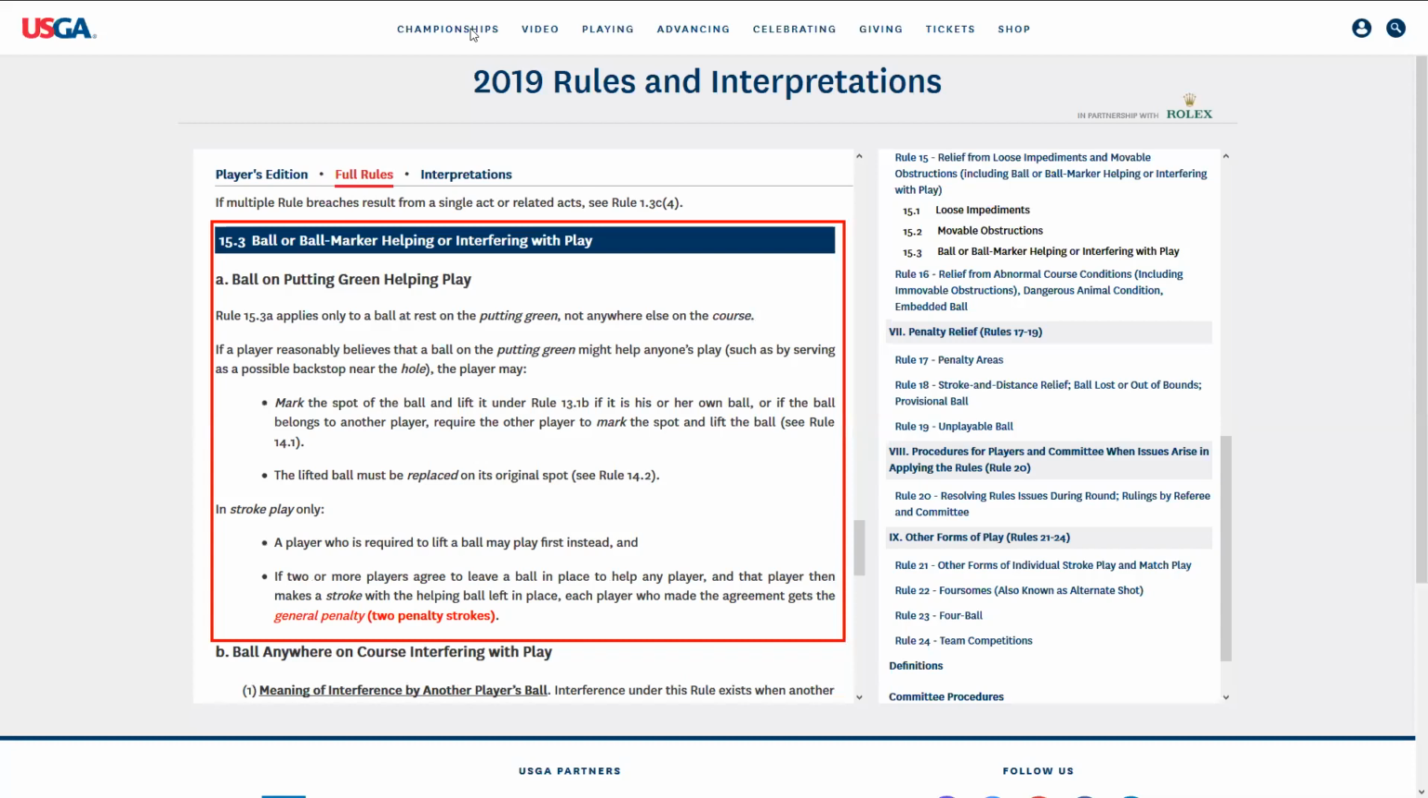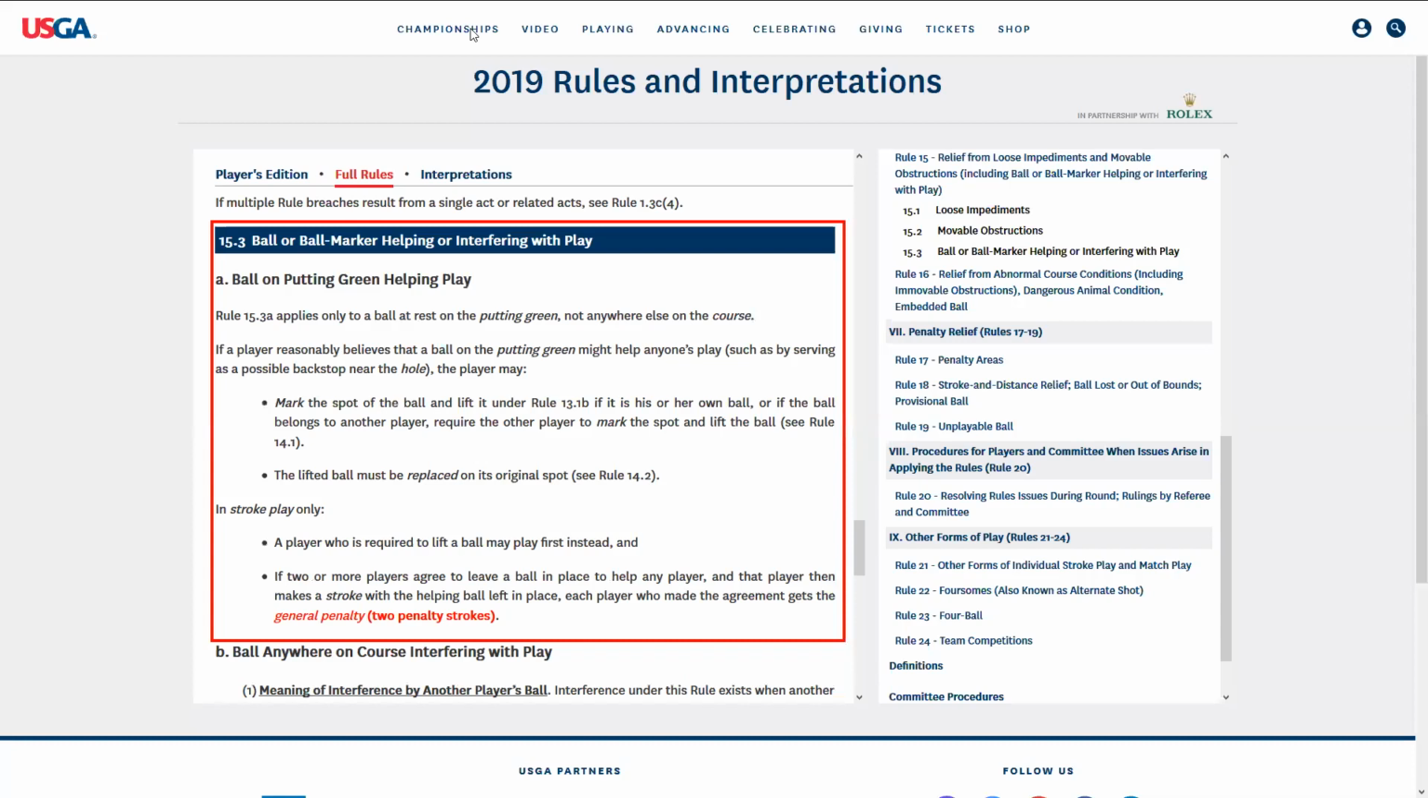The rule only prohibits two players from agreeing to leave a ball in place. Now, you can agree by words. You can also agree by action. But you have to have an agreement. If a player leaves his ball there and either is not thinking or doesn't care and he simply walks away and the other player putts, there is not an agreement to leave the ball in place. It's a fine line, but that's what it means.